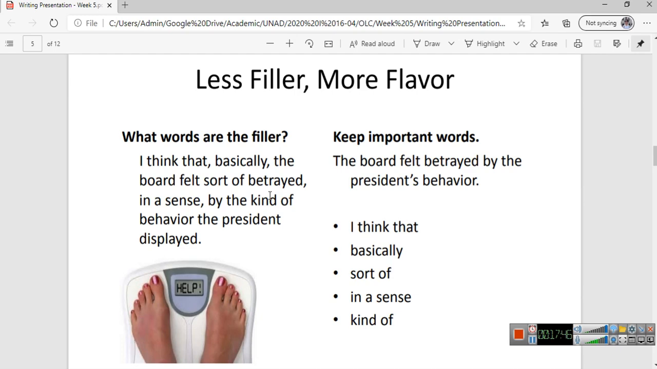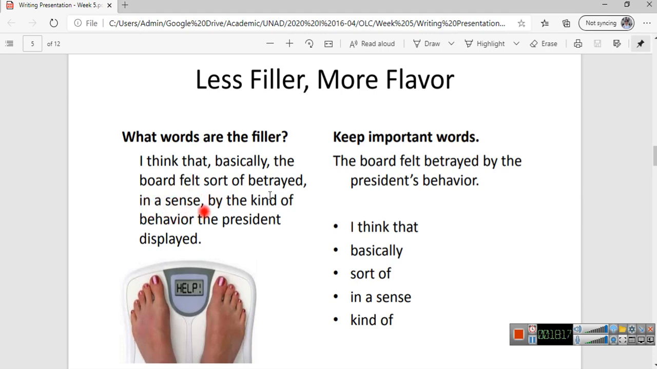Okay, well, fillers are these words: I think that, basically, sort of, in a sense, kind of. We don't need to use those because they're not giving us anything of meaning. On the other hand, we have here, for example, I think basically the board felt sort of betrayed. The board felt betrayed. This is important. I know that I have to talk about this. In a sense. Do I have to use in a sense?